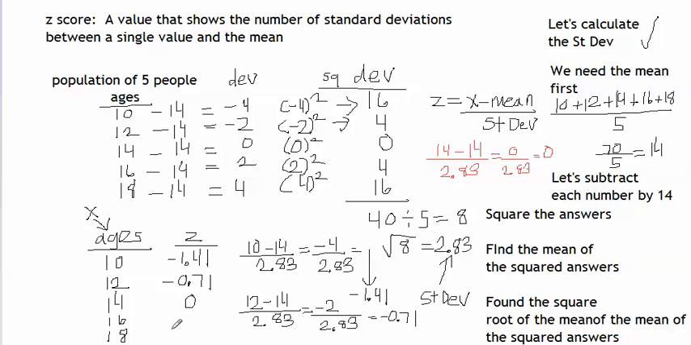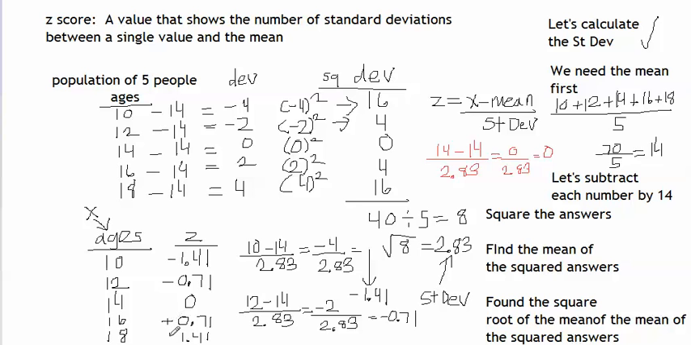These are just going to be the positive. This is going to be the positive version of the other ones, because this is going to be 16 minus 14 over 2.83, which would be just a positive 2 over 2.83, right? And it'll be 0.71. And then the last one will be 18 minus 14, which would be a 4 on top. 4 over 2.83 would just be a positive 1.41.